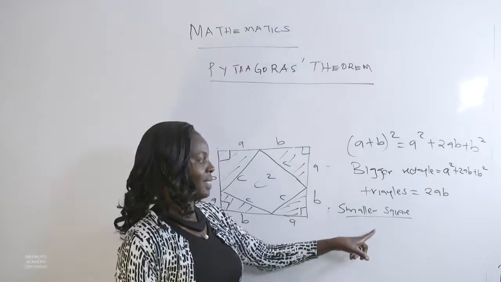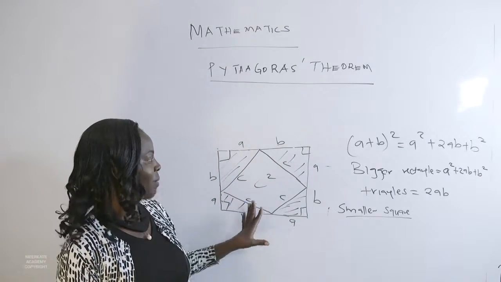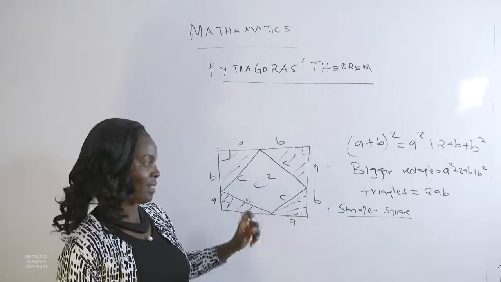So for us to be able to calculate the area of the smaller square, we say the area of the bigger square minus the area of the triangles.